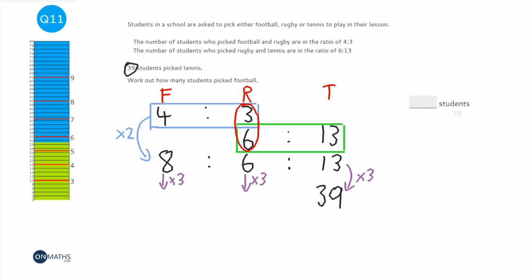So 6 times 3 will be 18. And 8 times 3 will be 24. So we've already answered the question, because if there's 39 tennis, there's going to be 24 football. This is not the easiest ratio question out there, but if you just try and link the two ratios together, then it will start to make sense and it will start to become a lot easier.